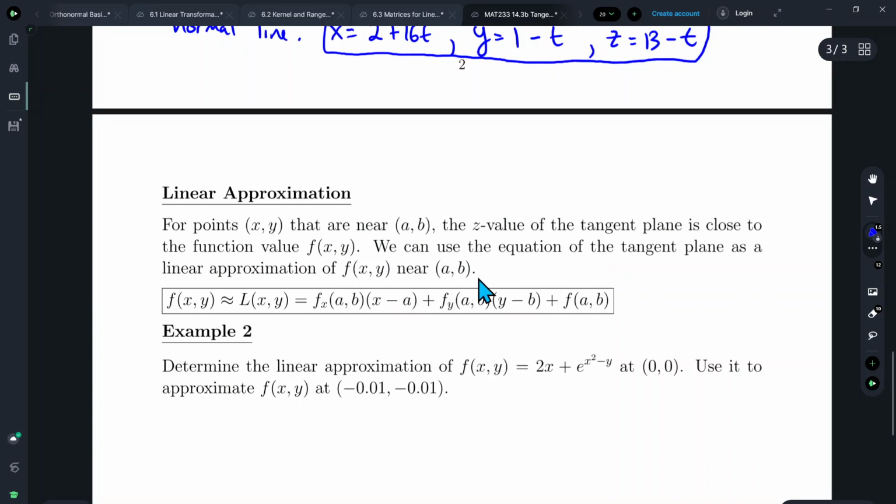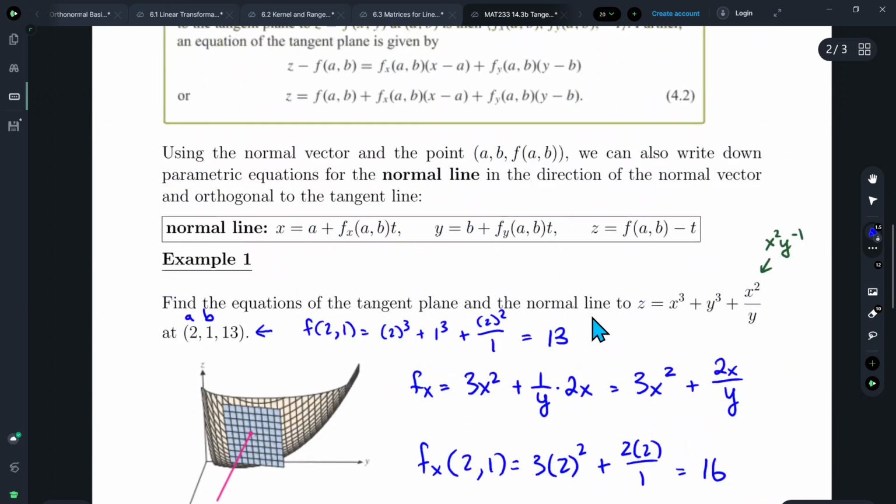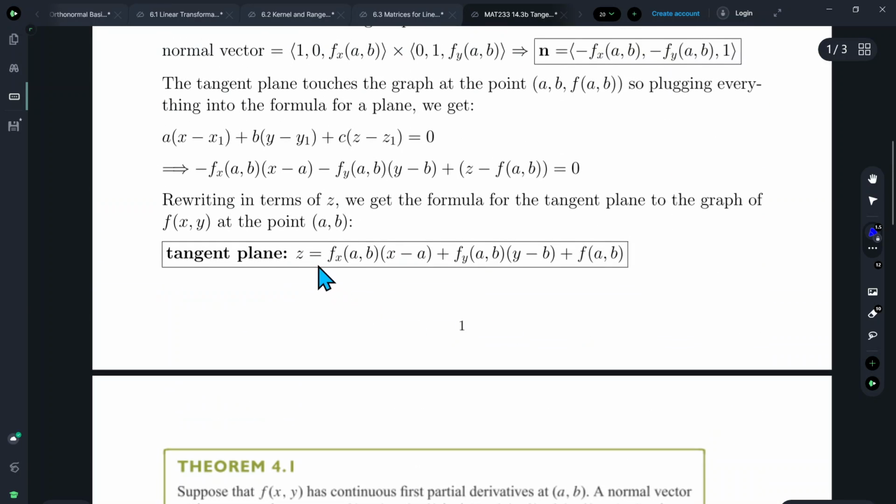So essentially, because we're calculating z values by using the tangent plane, you'll notice that the linear approximation formula is exactly the same formula as the formula for the tangent plane.